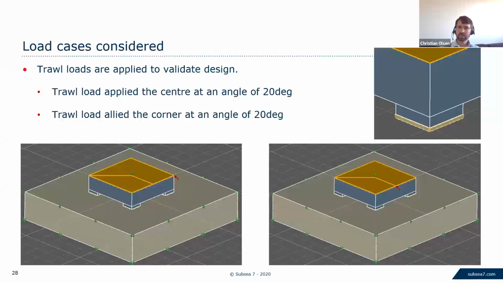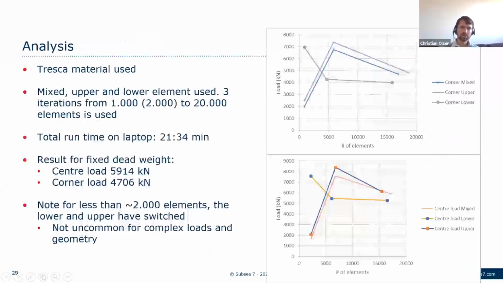And I've modeled it as a rigid volume here, and then skirts in the soil. And to analyze this, I've used the Tresca material. I've used mixed upper and lower elements, 3 iterations, starting off with 1,000, 2,000 in 1 or 2 of the models, up to 20,000 elements. And there are 2 cases here, and a total of 6 runs at a runtime of 21 minutes and 34 seconds. So of course, this is a lot more time consuming when you go up to 20,000 elements.